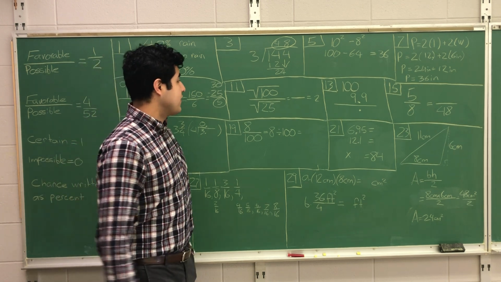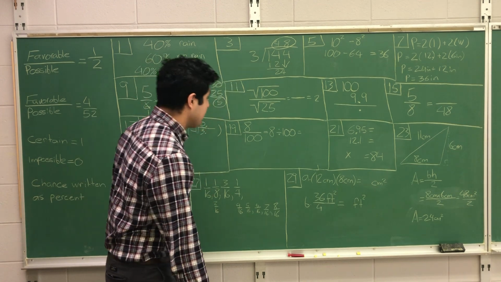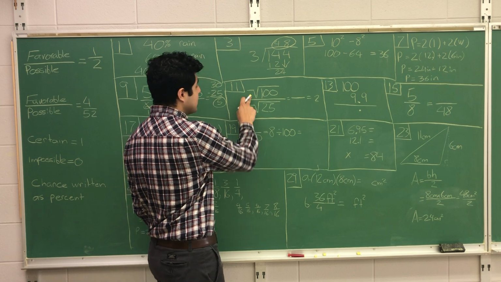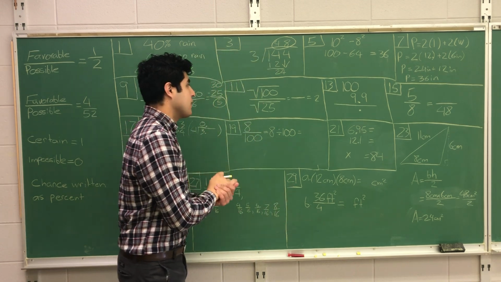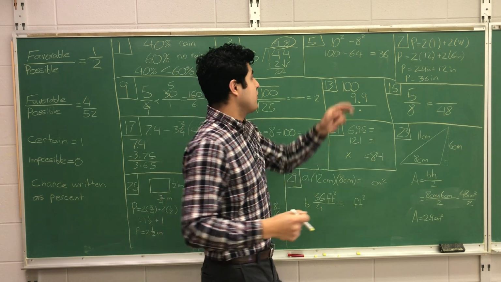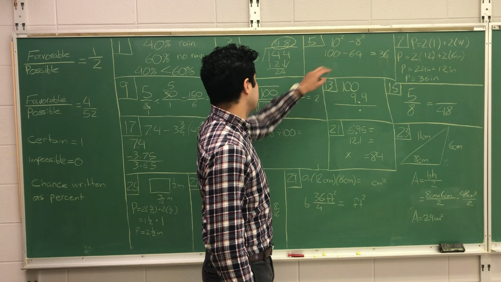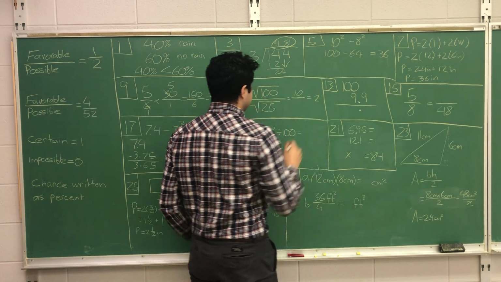Next, number 11, we're down to square roots, okay? When we think roots, we think down into the ground. All right, so the square root of 100 divided by the square root of 25. This is also something that you should know right off the bat. So you can remember here, 10 times 10 is 100. So the square root of 100 is 10, okay?